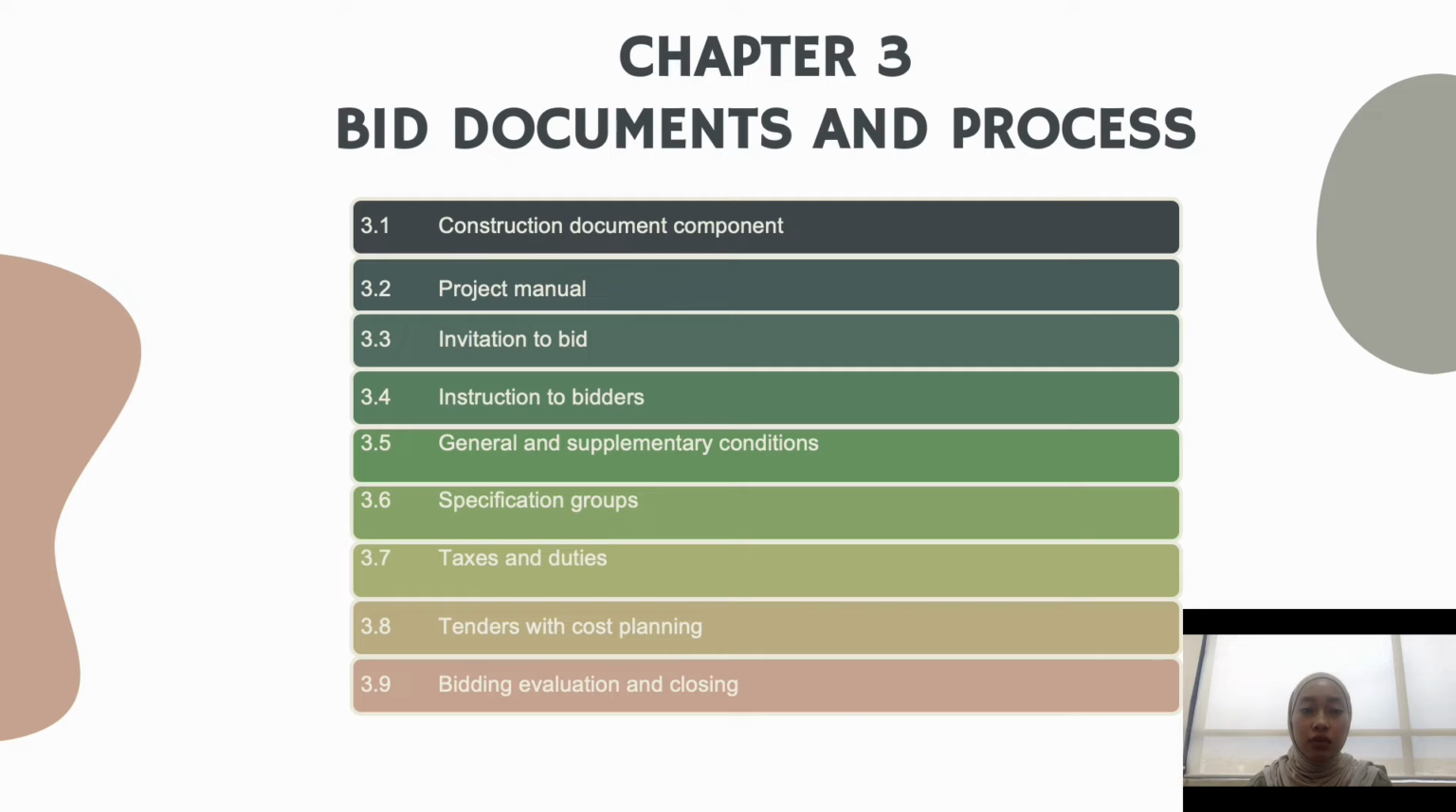Okay, next is Chapter 3, bid documents and process. Students may learn about the document and the bidding process in this chapter.